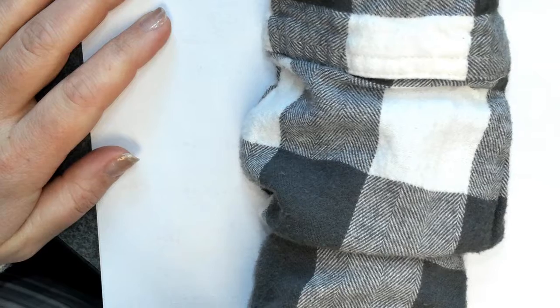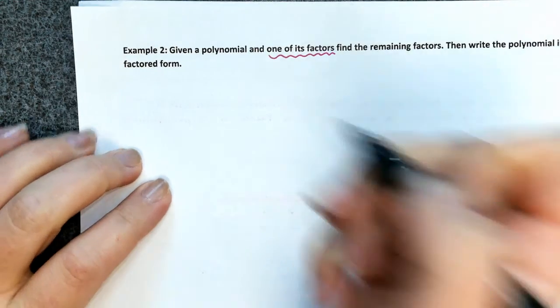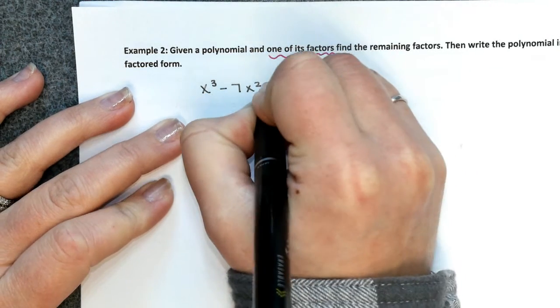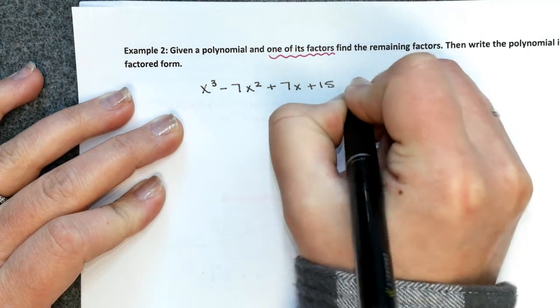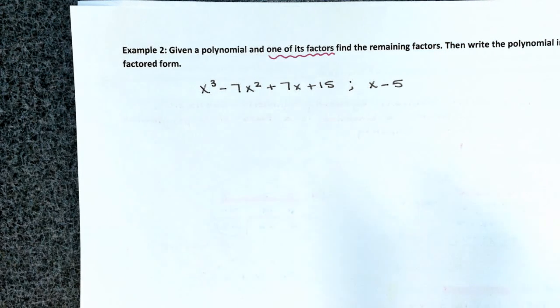It says, given a polynomial and one of its factors, find the remaining factors. Okay. This says it's one of its factors. That's better. Okay. So part of what's given to us, too, is also that x to the 3rd minus 7x squared plus 7x plus 15. That's the polynomial. And they give us x minus 5. Okay, so that's the problem right there. It says, given a polynomial and one of its factors, find the remaining factors. Then write the polynomial in factored form.